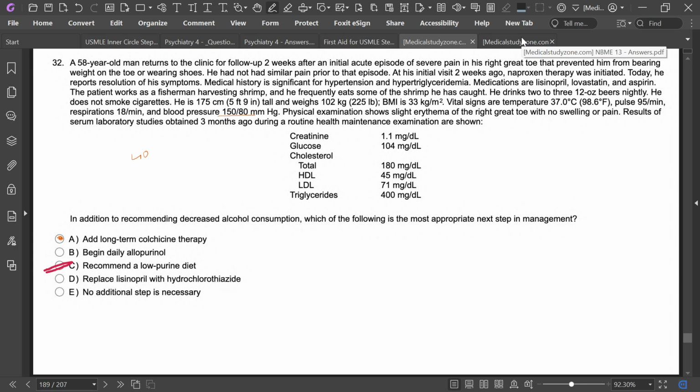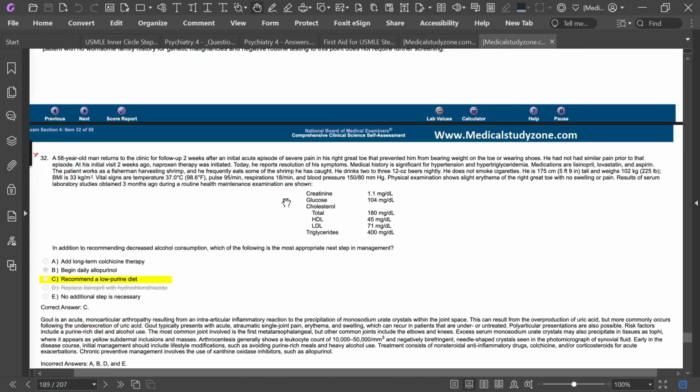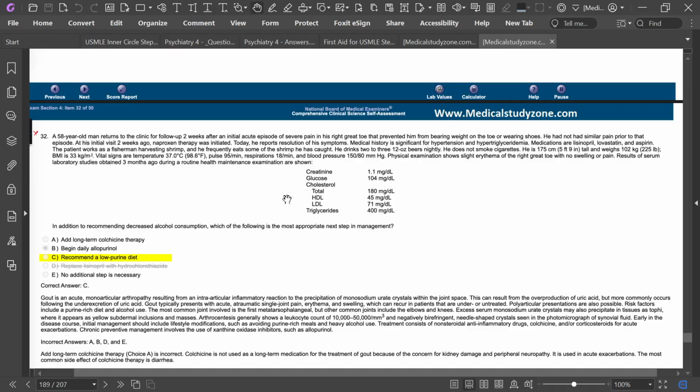So recommend a low purine diet. So what is your diagnosis? I thought it was gout. Yes, but why gout? Purine causes more urea to be produced. That's why in gout we tell the patient to follow a low purine diet.